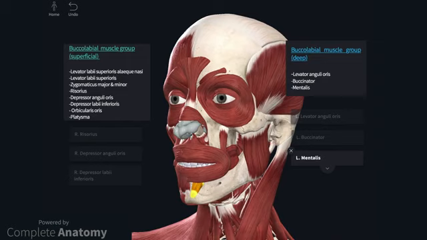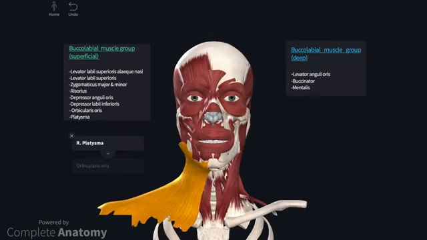Mentalis is located on the chin, just deep to depressor labii inferioris. It helps to protrude and invert the lower lip. I will zoom out quickly to identify platysma. It is a large muscle that passes from the clavicle to the mandible. Platysma mostly acts to tense the skin over the neck, but can also draw the lower lip down as some fibers insert into orbicularis oris.